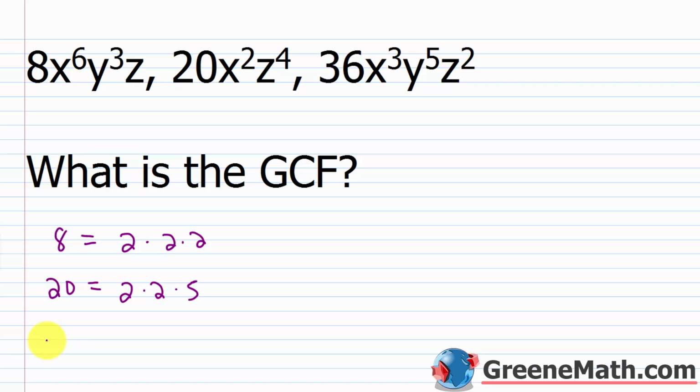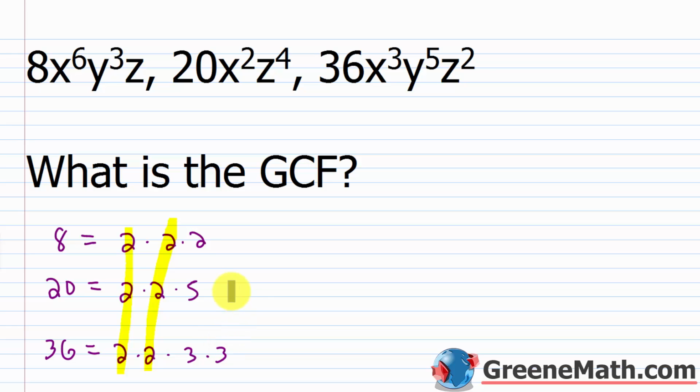And 36, we know, is 9 times 4. So let's write 4 as 2 times 2, and then 9 is 3 times 3. Okay, what's common to everything? I've got 1, 2, I've got another 2. That's common to everything. Then I've got a third 2 here, not common to anything else. I've got a 5, not common to anything else. And I've got 2 3s here that are not common to anything else.